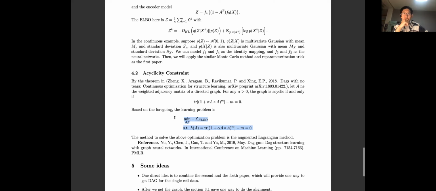Okay. So another thing, let me check. So what is F1, F4, and F3, and F1 to F4? So F1 and F4 are identity mapping, so it just means we can just remove F1 and F4. Okay, so then F3 and F2 are neural networks. So it's like a Z after transformation included with this graph, and then we put it into a neural network.